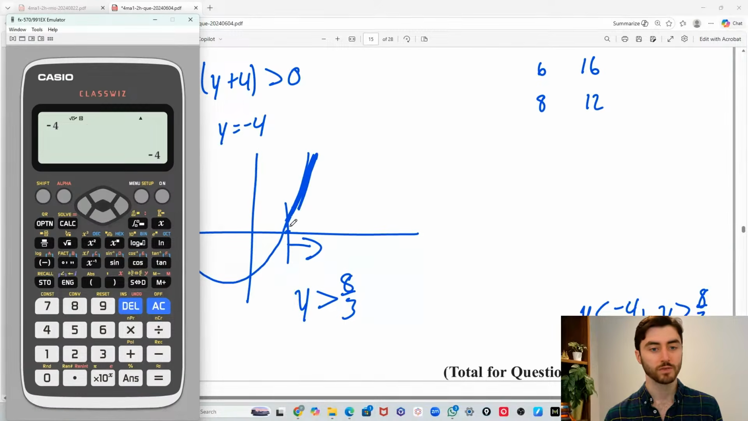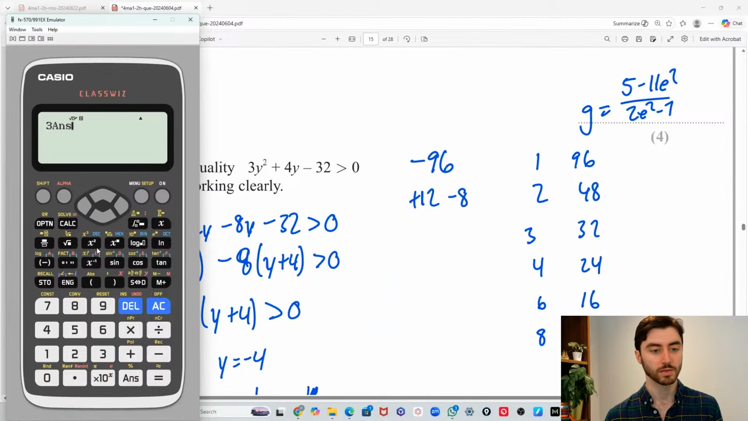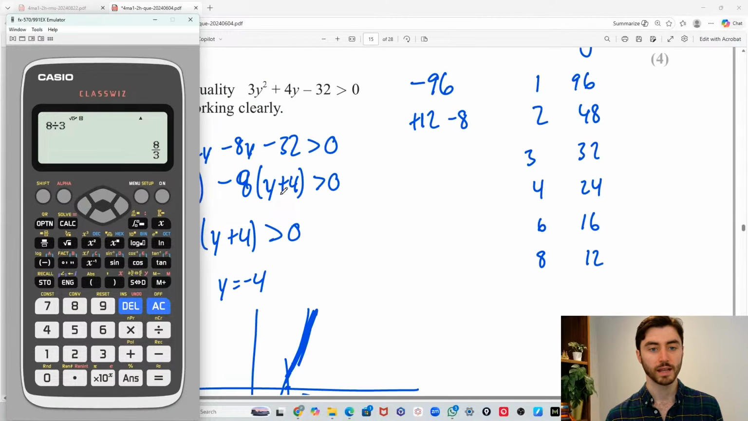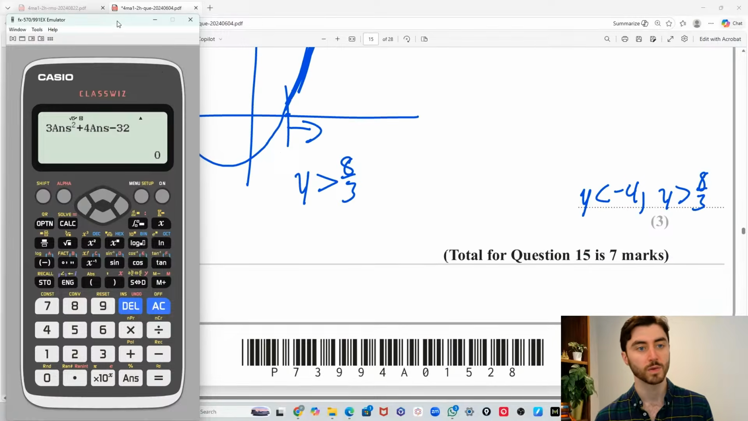Good to go. And I'll plug both those in and make sure that actually does give me clean 0. So minus 4, if I plug that in, 3 answer squared plus 4 answer minus 32 does give me clean 0. 8 over 3, plug that in. 3 answer squared plus 4 answer minus 32. Good, clean 0. So I know these are correct.